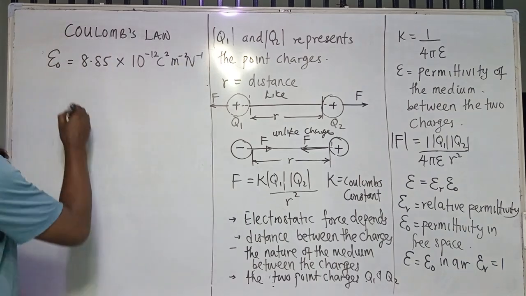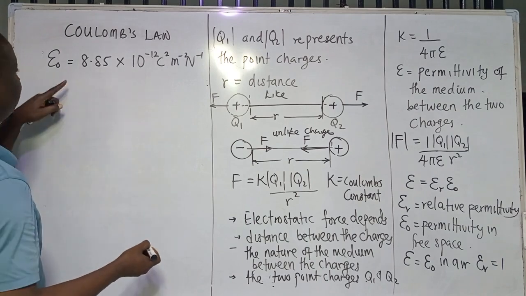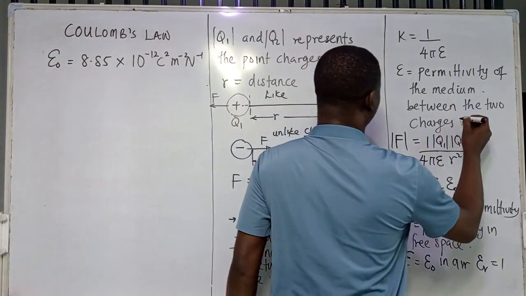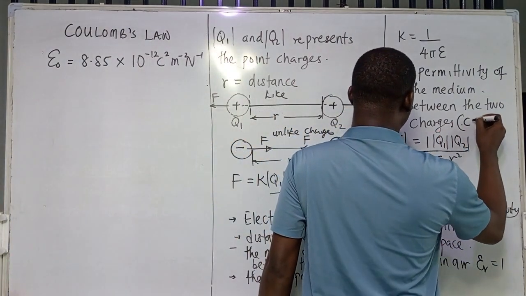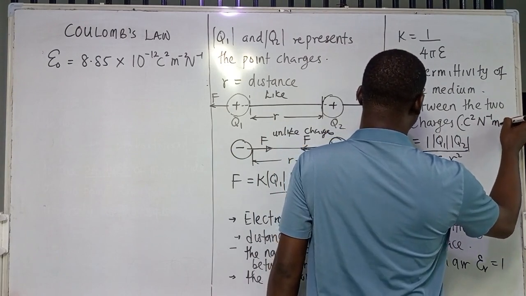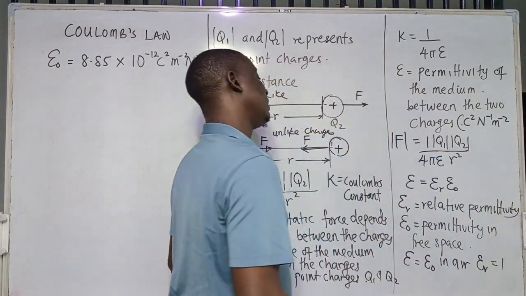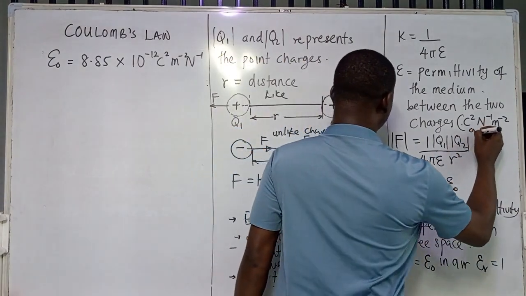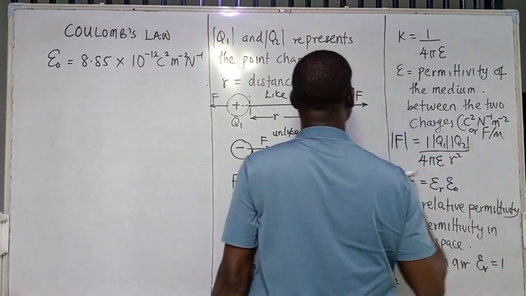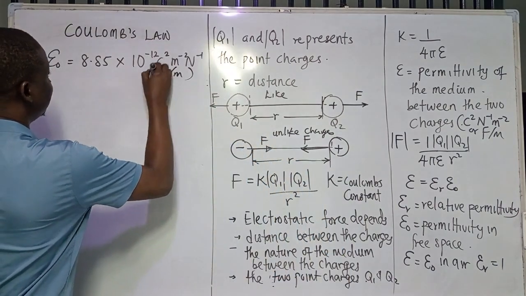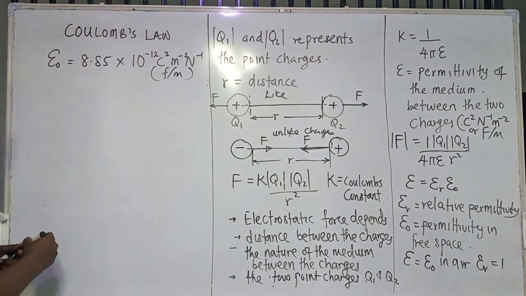That means if you make epsilon the subject of the formula, this one and this one will have the same unit. This one also has a unit of Coulomb squared per Newton per meter squared, or farad per meter. Any of the two is correct.